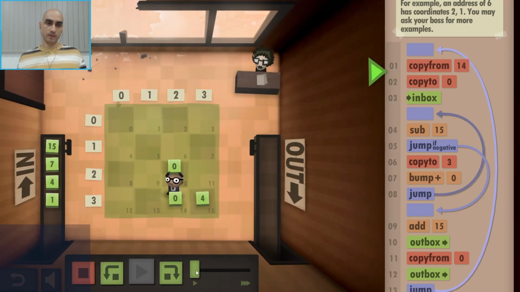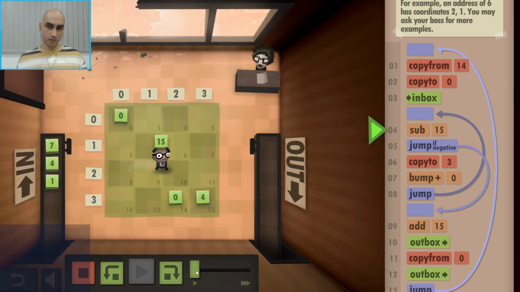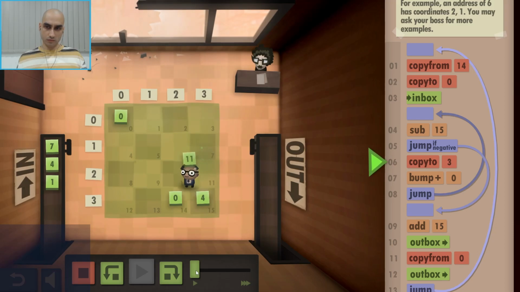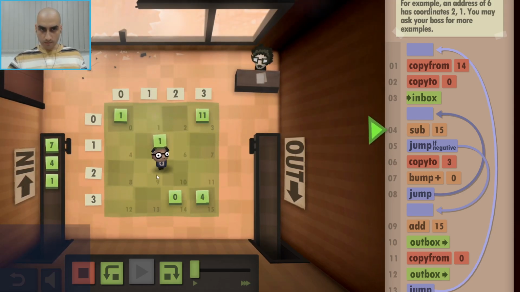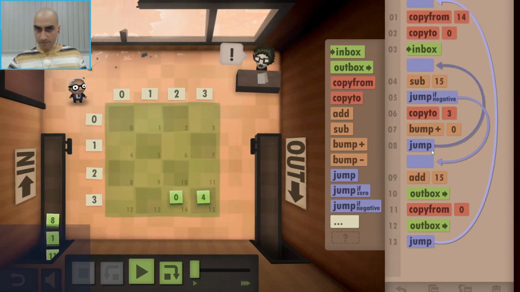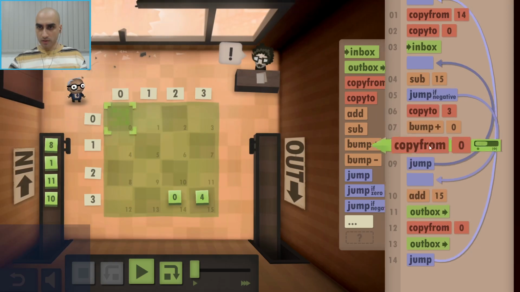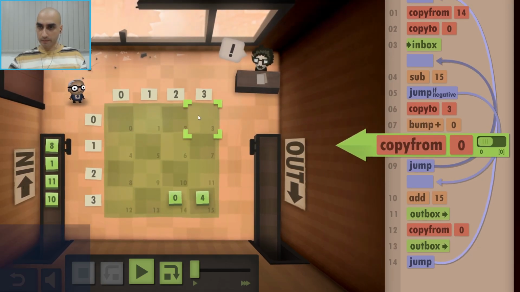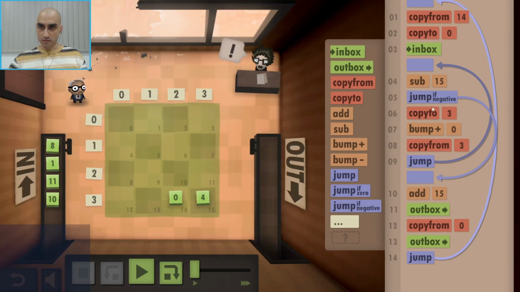Let's watch this. Oh, stop. I didn't pick up what was in 3 after bumping. So after the bump, we have to pick that back up, so that the invariant is, yeah, okay.